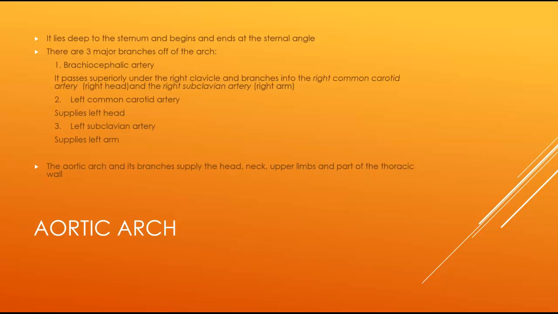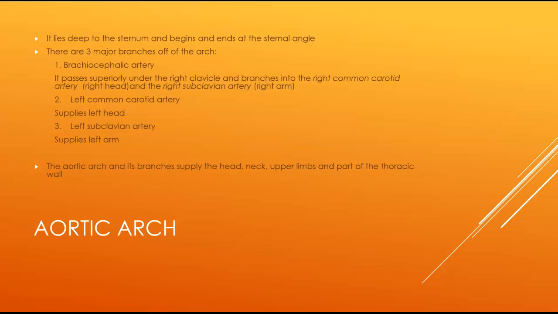The first, or the most proximal, is the brachiocephalic artery, and it is called brachiocephalic because it's singular and it will eventually split to supply the upper arm and the head, hence the name the brachiocephalic artery. It passes superiorly under the right clavicle and branches into the right common carotid artery to feed the right head, and the right subclavian artery to feed the right arm. And this travels superior to the apex of the lungs, which sits right behind and slightly above the clavicle itself.